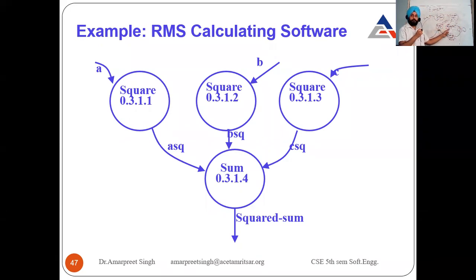So 0.3.1.1, 1.2, 1.3: first it is finding the squares, and in 0.3.1.4 it is finding the sum. So it is further exploded and it becomes the DFD of level 3. So we have done the same problem with 4 levels of DFD: level 0, level 1, level 2, level 3. That is a total of 4 levels of the same problem, the RMS calculating software. Next.